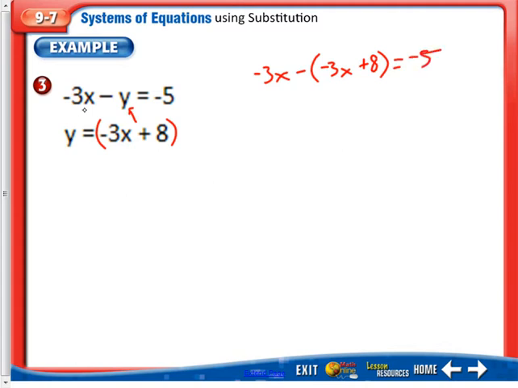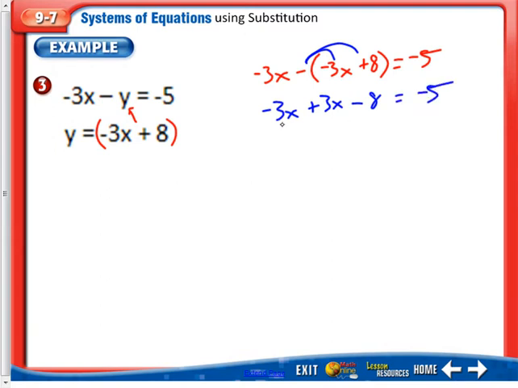Okay, so again, this is my equation I'm plugging into. So there's the negative 3x, here's my minus, now I put it in parentheses, negative 3x plus 8, and then here's equals negative 5. Okay, so now I only have one variable. Now I do need to distribute this negative sign, so I'm going to go negative 3x, plus 3x, because a negative times a negative is a positive, and a negative times a positive is a negative 8. And that equals negative 5.